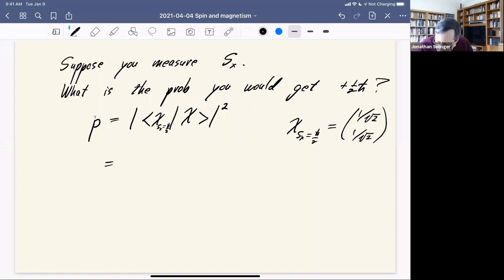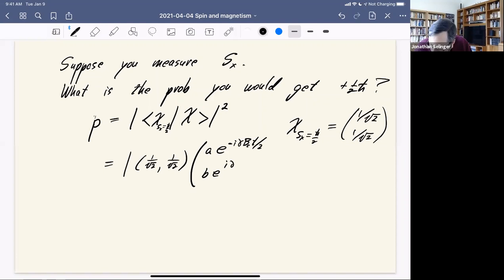Okay, so we want the inner product of 1 over root 2, 1 over root 2 with the column vector a e to the minus I gamma B naught t over 2, b e to the I gamma B naught t over 2. Whoops, did I get the minus signs wrong? I think I got the minus signs wrong. This is a plus, this is a minus. Okay. All right, so this thing, magnitude squared.